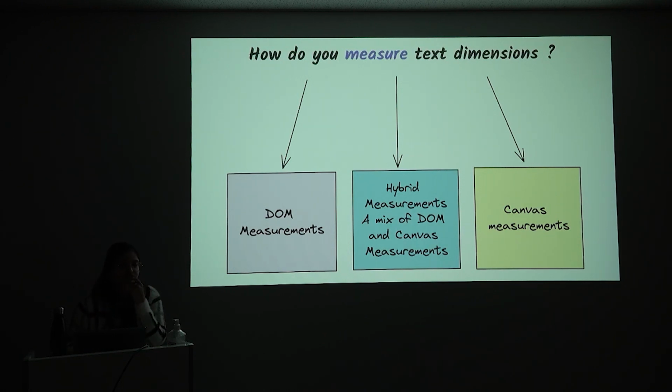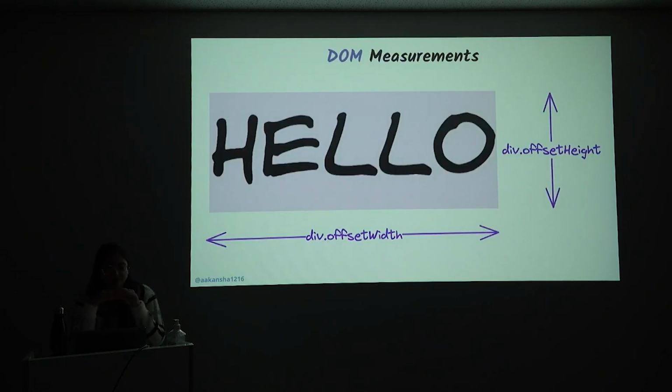So let's first look into the DOM measurements. DOM measurement is the simplest to implement. What you do is you take a div, dump all the text into it, remove all the styling so that you can get the exact width and height, and just take the offset width and height. That is the DOM measurement. And this is what you will be using in the text editor, the DOM, as well as in the Canvas in your wrapping algorithm.